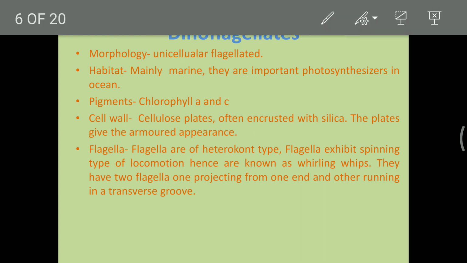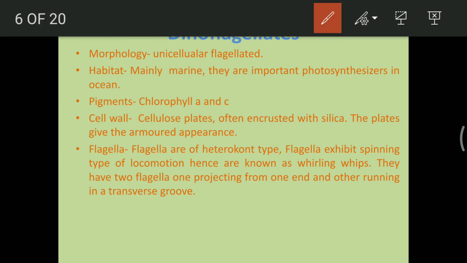Now the next category is dinoflagellates. They are unicellular flagellated organisms, mostly marine, and are very important photosynthesizers. They also have chlorophyll A and C, whereas the cell wall is made up of cellulose plates. These cellulose plates have silica deposits over them, which gives an armored, shiny appearance, as if it is going to fight some kind of war. Next is the flagella, which are of heterokont type.